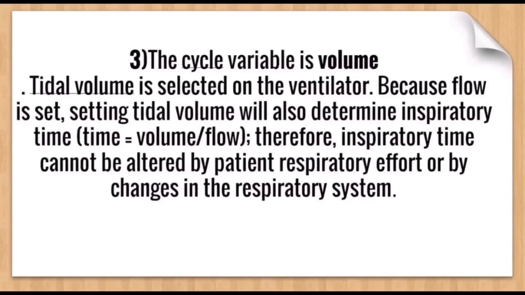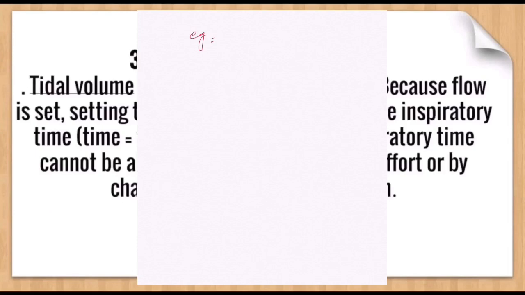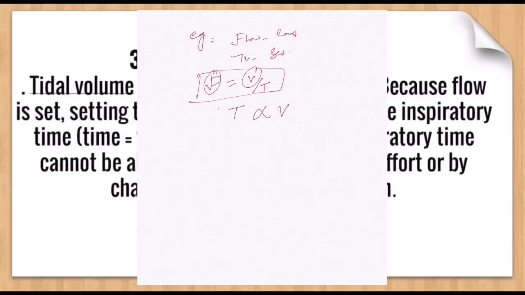Simply, for example, we have kept flow constant and we have set the tidal volume. As per the formula, flow is equal to volume divided by time. So flow is constant, volume we have set. Now the inspiratory time will depend upon what you have set the tidal volume to. If you have set the tidal volume on the higher side, inspiratory time will be high. If you have set the tidal volume low, inspiratory time will be low. This concept is very important when we manage patients with ARDS and COPD patients.